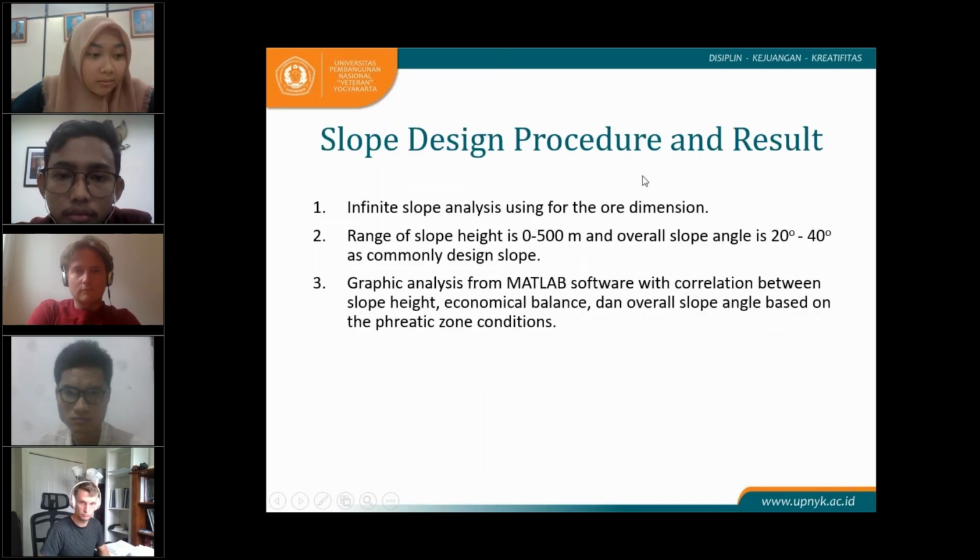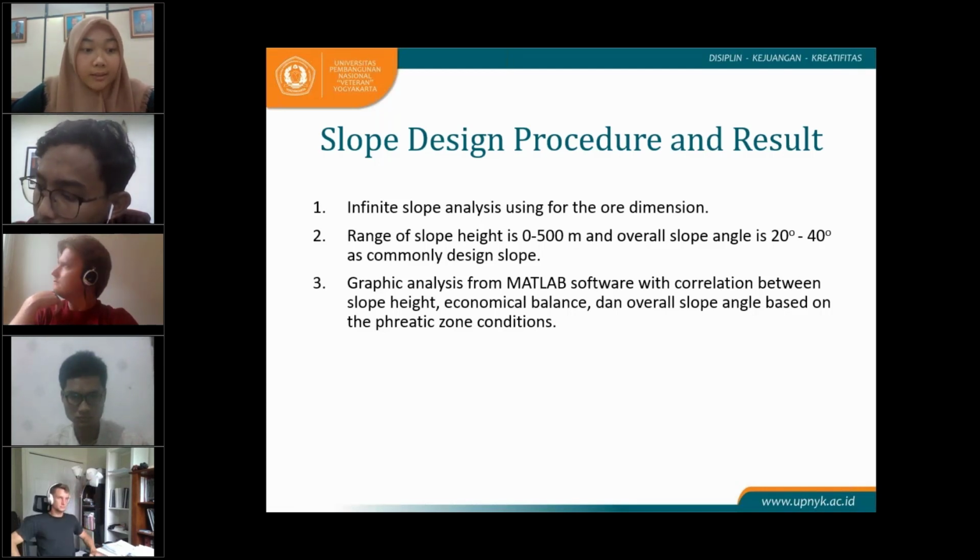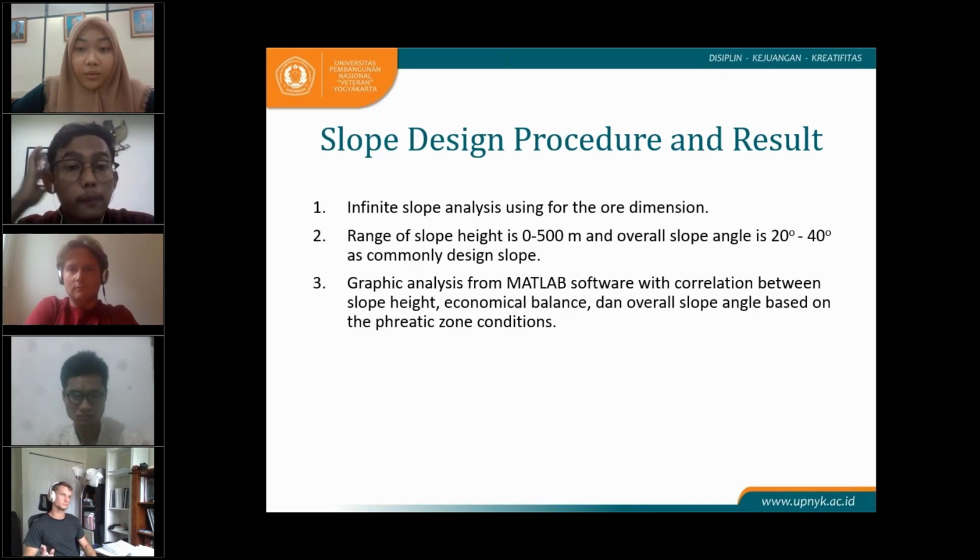Slope design procedure and result. The analysis to determine the geometry of the slope using the infinite slope method, for a range of slope height from 0 to 500 meters, and an overall slope angle from 20 degrees to 40 degrees as commonly designed slopes. Graphic analysis from MATLAB software shows the correlation between slope height, economical balance, and overall slope angle based on the phreatic zone condition.